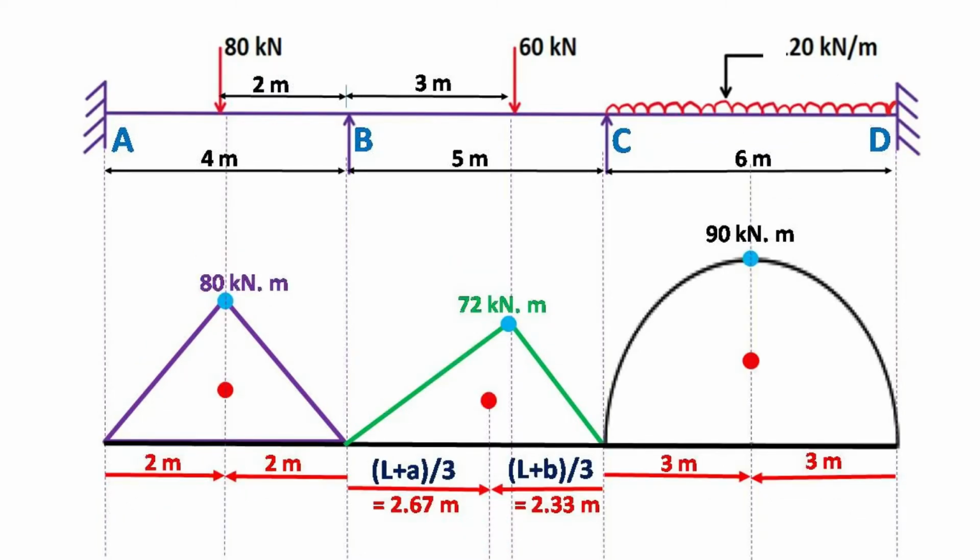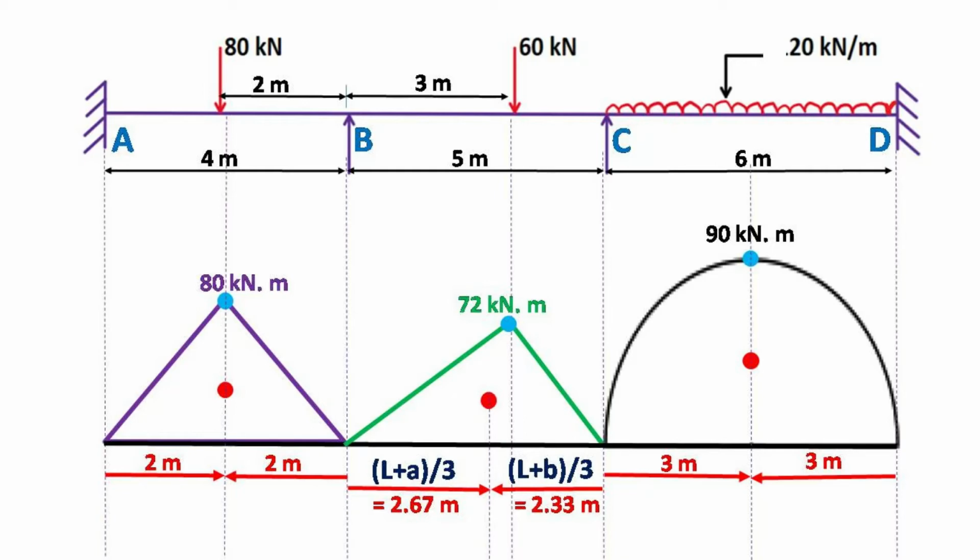Slide 6. Further, in our step 4 we are plotting the centroid of each free bending moment diagram from both ends within their span. For span AB, the centroid lies at a distance of half the span from either side as the figure is symmetric. For span BC, the centroid does not lie at its center as the figure is not symmetric.